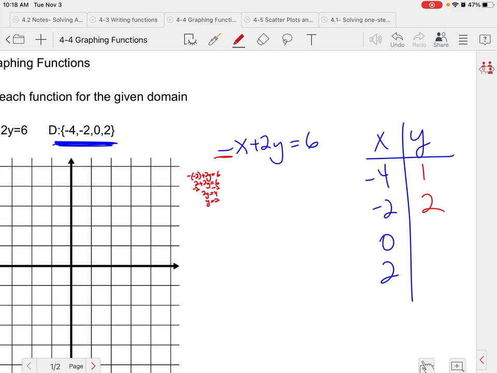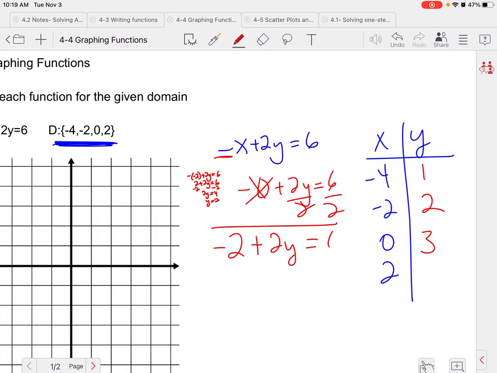over my screen. So we're going to have -0 plus 2y equals 6. Conveniently, the 0 just goes away. Divide by 2, we get y equals 3. But you can probably guess what our next one's going to be, but we're going to do it anyway. So we have -2 plus 2y equals 6. We're going to add the 2, so we get 2y equals 8, and y is going to equal 4.